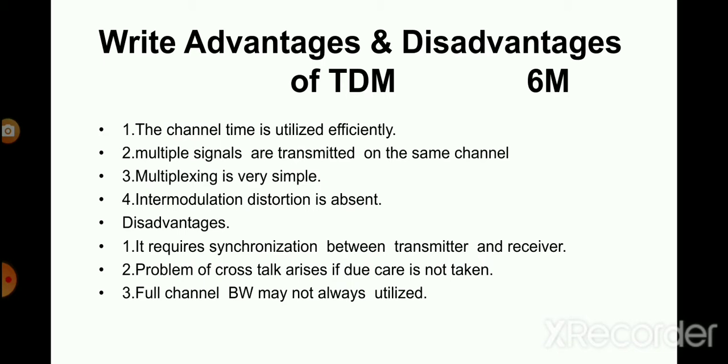Write advantages and disadvantages of TDM, for 6 marks. First one, the channel time is utilized efficiently. Second, multiple signals are transmitted on the same channel. Third, multiplexing is very easy. Fourth one, intermodulation distortion is absent.